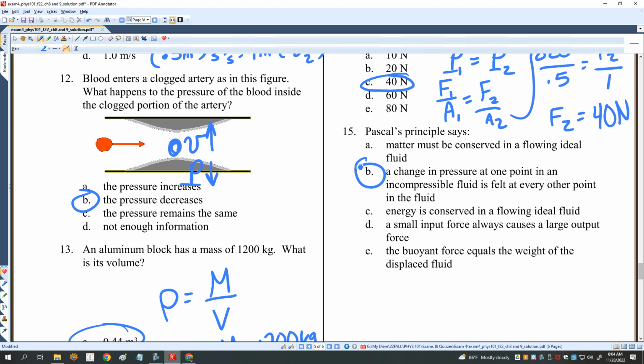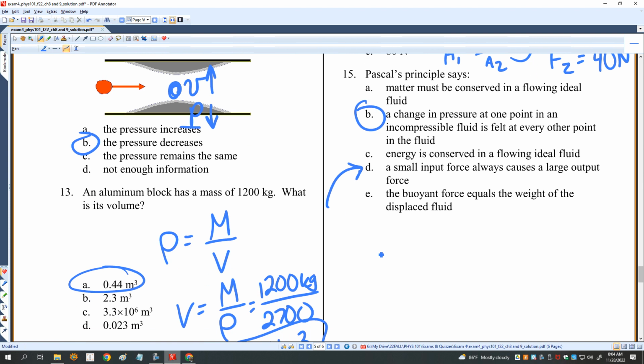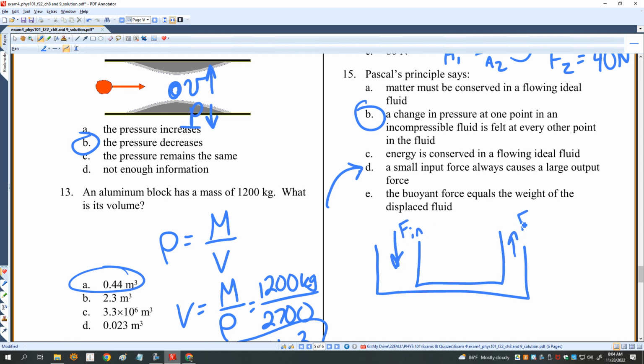Now you might think that this is the one, but you can have a hydraulic jack that is different, where this one is your input force and this one is your output force. And in this case, your F out would actually be smaller than your F in. So that's why D is not the right answer. This is Archimedes' principle, and this is Bernoulli's principle.